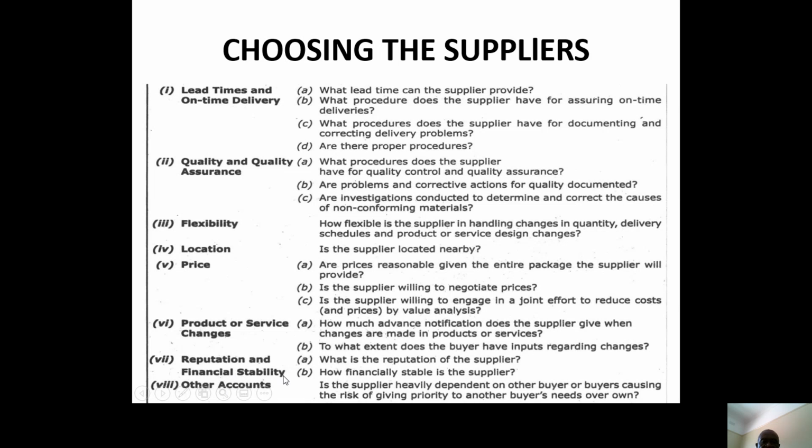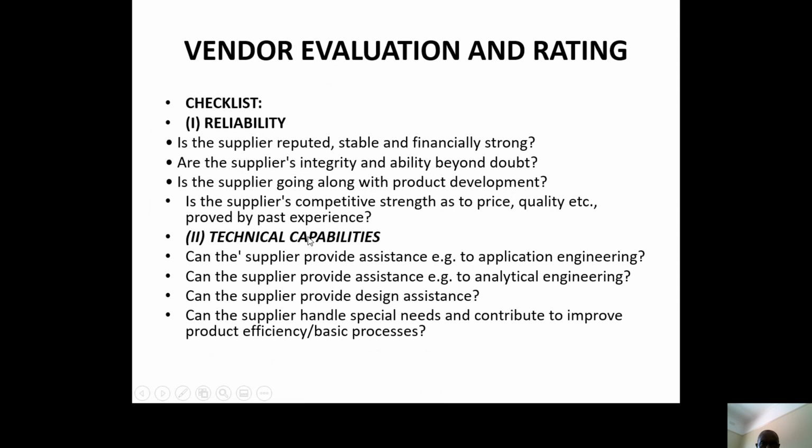Reputation and financial stability. It's just the repetition of what we have in other accounts. The supply heavily depends on buyer and supply cost. There is giving priority to another buyer's needs in that, something like that. That will affect the relationship. Right? Vendor evaluation and rating.